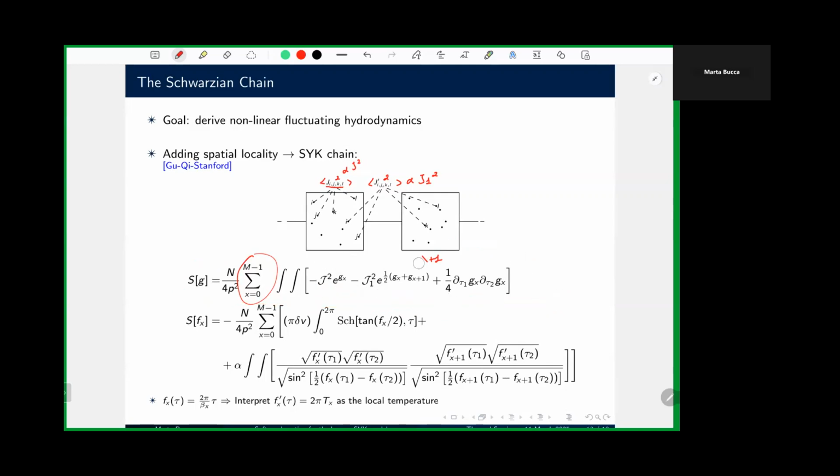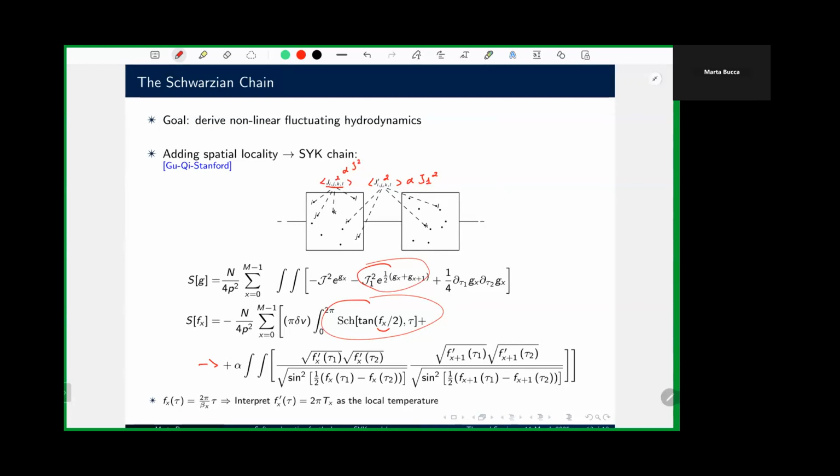In both cases, what you get is the following. So the first line is the Schwarzian, again, the thermal Schwarzian, where you get an extra subscript for f, and you're summing over all of the lattice sites. And then you have the second line, which is the nearest site interaction. So you have the square root of f prime x of tau 1, square root of f prime x of tau 2, and then the square root of sine squared of 1/2 (fx of tau 1 minus fx of tau 2), times the same, just with x plus 1. And this is just coming from here, right?